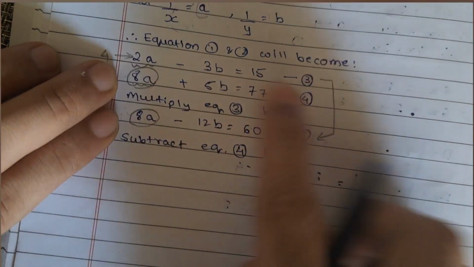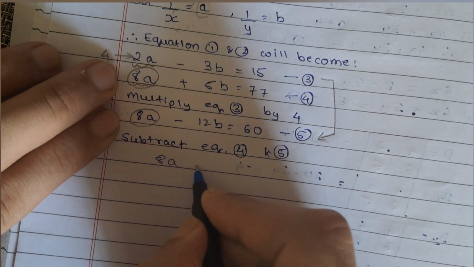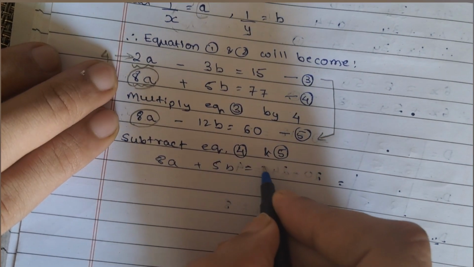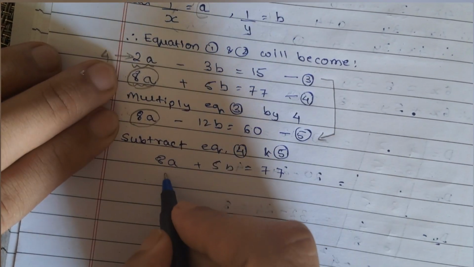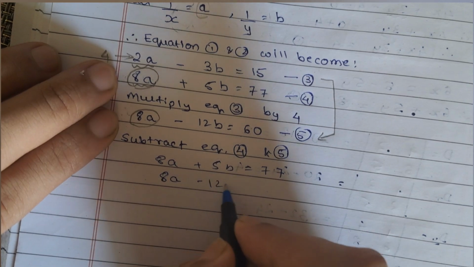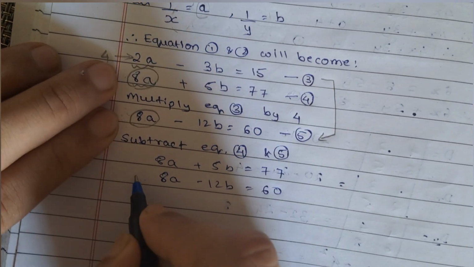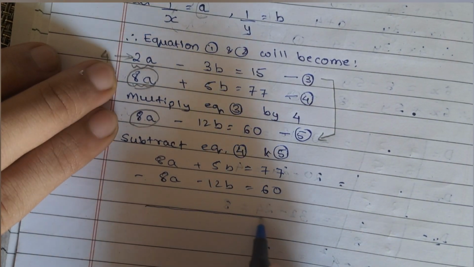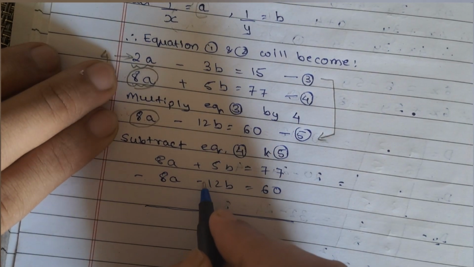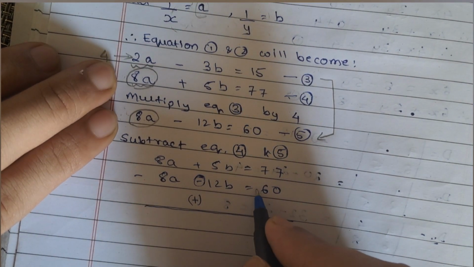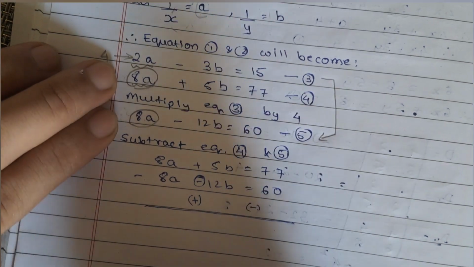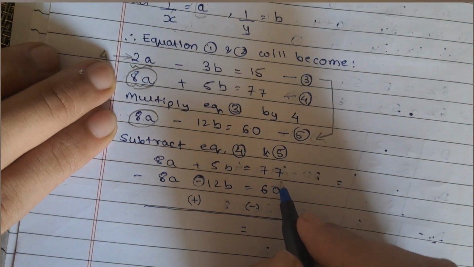While subtracting, let me write this over here. 8a plus 5b is equals to 77. And the next equation just below that, 8a minus 12b equals to 60. And as I know, to subtract, I need to leave an extra line over here just to change the sign. So this negative will become a positive now, and here the positive will become negative. So let's complete this.